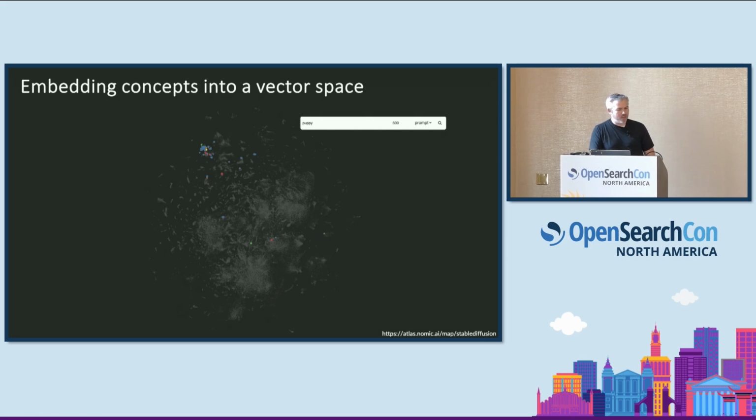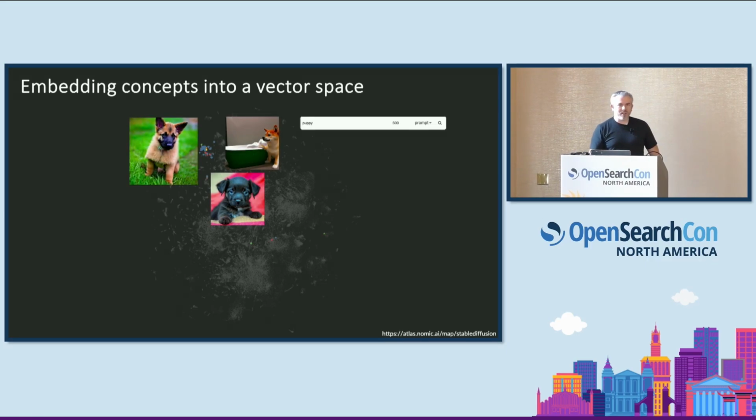If I instead search for puppy, you can see up at the top left there's a giant cluster related to puppy, and there are other things spread around, but in general, puppy's going to be right there. And if I select a few of the items in that area of vector space, I get some nice, cute puppies over here.